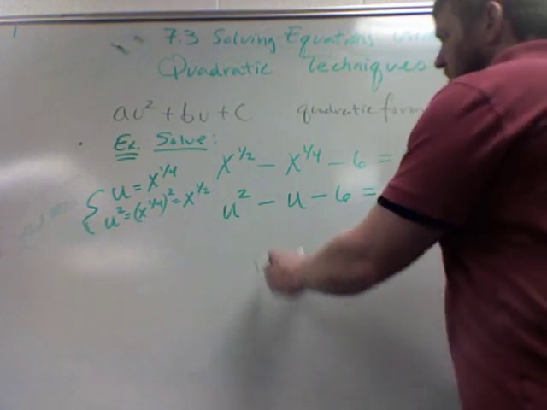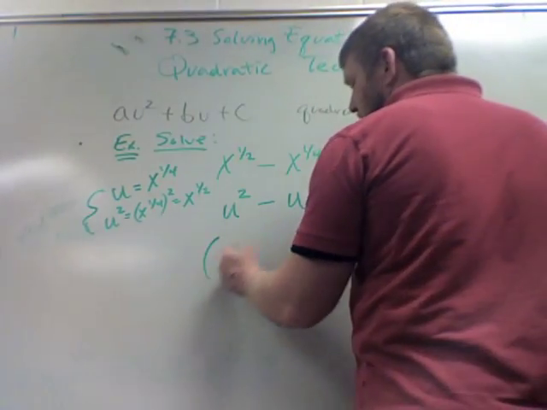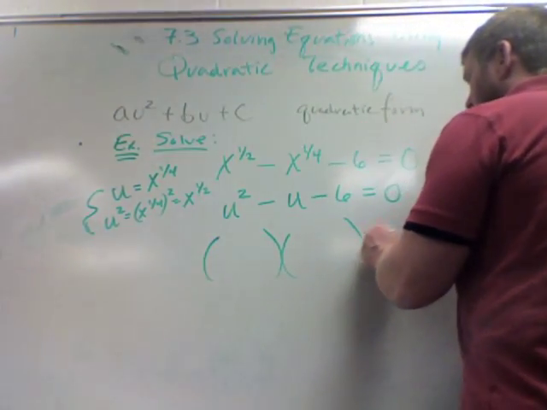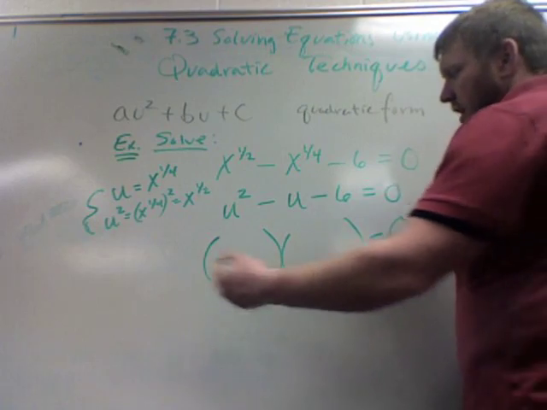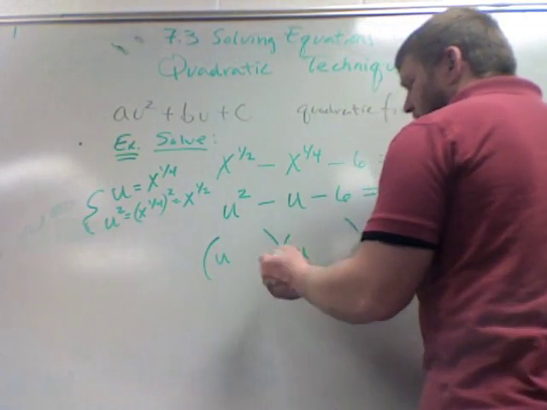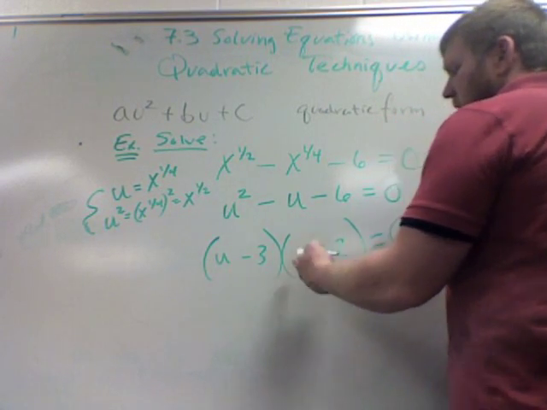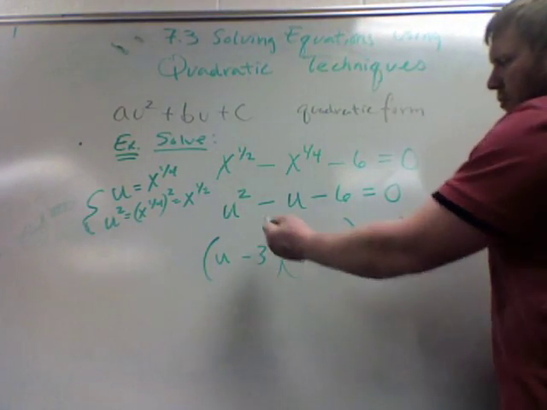Okay, so I turned it into a quadratic and put it in quadratic form. Now, I just use my quadratic techniques to solve. All right, and then I'll show you what we have to do here in a second. So I have u and u. If I go minus 3 plus 2, I should get what I have up there.